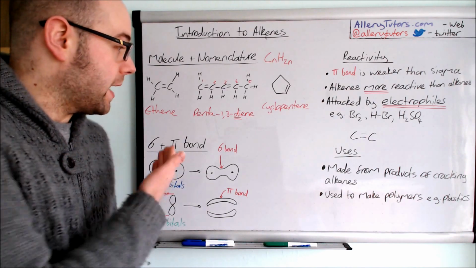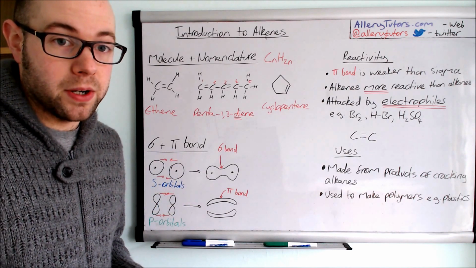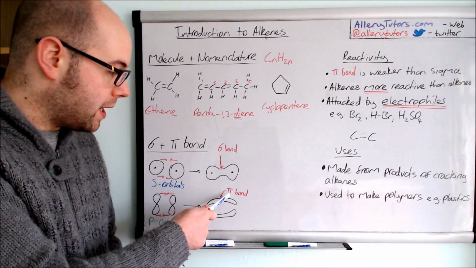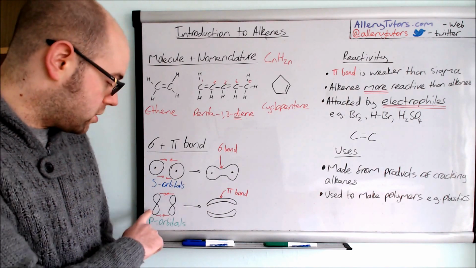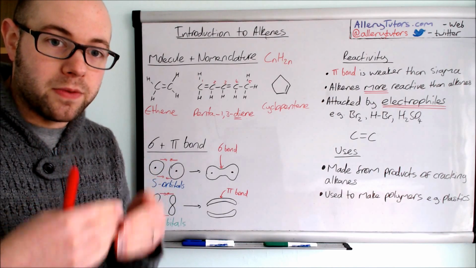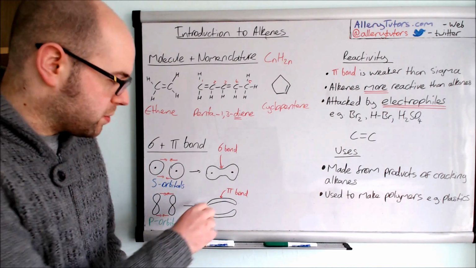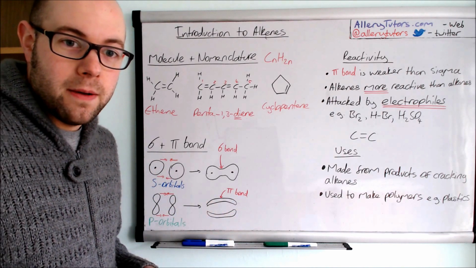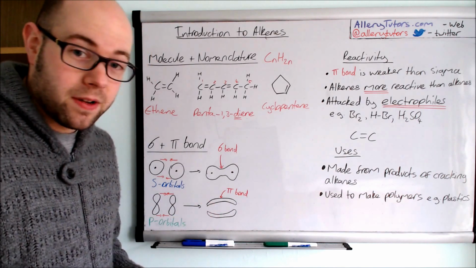But alkenes actually have another bond as well, and they have something called a pi bond. A pi bond is where we get 2 p orbitals, which are in the figure of 8. They come together and they overlap, but they overlap to form this weird kind of hot dog bun shaped configuration here.